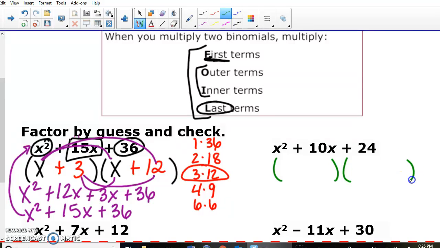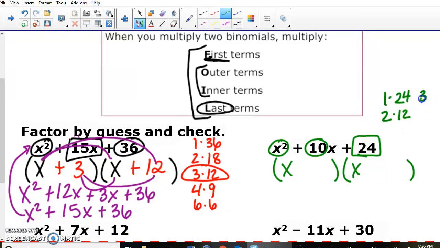Okay, I'm going to start with my two binomials, and again, I know my first terms need to multiply to give me an x squared, so my go-to is x times x. Now I need to think to myself, what are some factors of 24 that would add to give me 10? So I'm going to list out my factors of 24. 1 times 24, 2 times 12, 3 times 8, and 4 times 6. Those all multiply to give me 24, but which ones add to give me 10? Well, that would be 4 and 6. So I should have a positive 4 and a positive 6 here then.